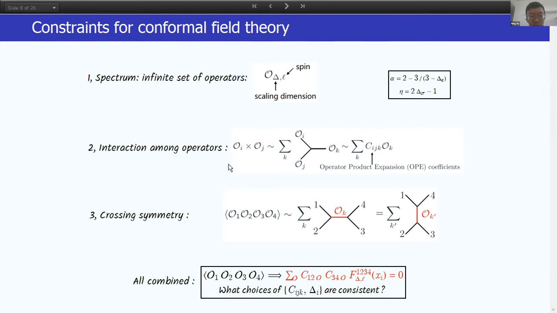Okay, the second assumption is that there is an OPE, operator product expansion. It means when we multiply two operators, it can be expanded in terms of all the operators in the theory. And for each operator, there is a coefficient, called the OPE coefficient. Once we assume this expansion, we can use it to evaluate any n-point correlator. For example, for a four-point correlator, we can use this expansion to fuse the first two operators. Then we use it again to fuse the next two operators. The result is a summation over some intermediate operator K.